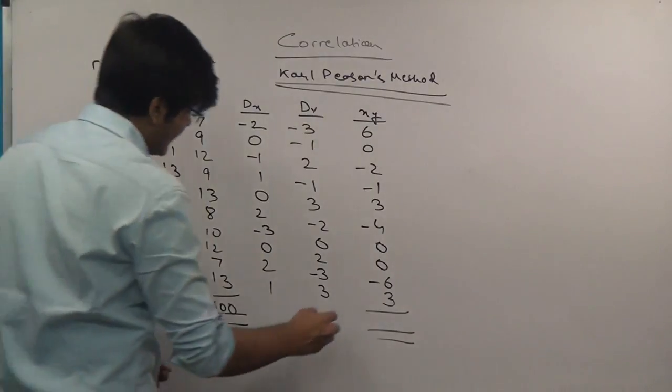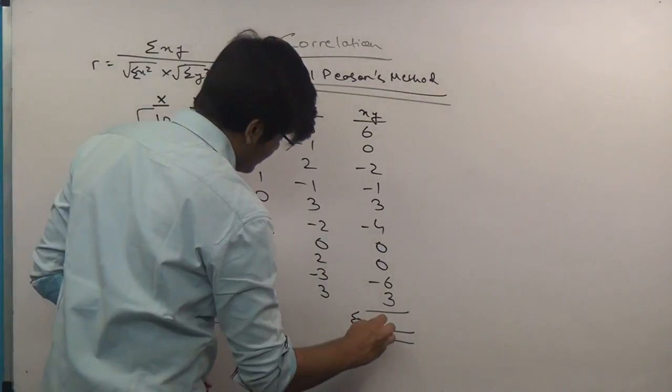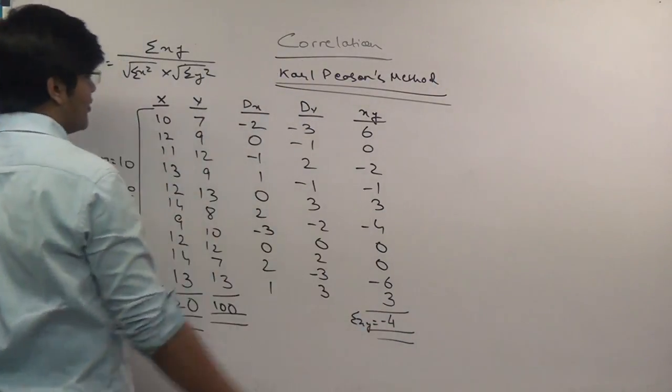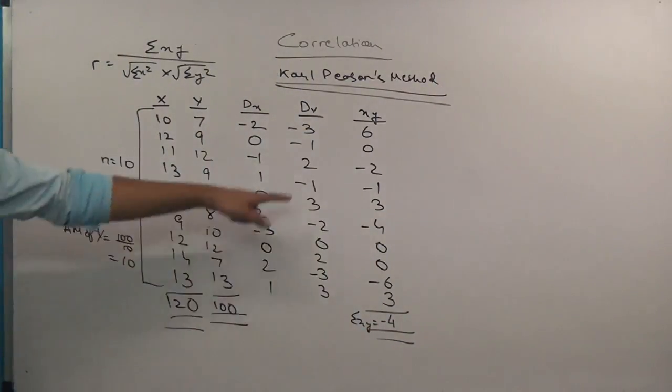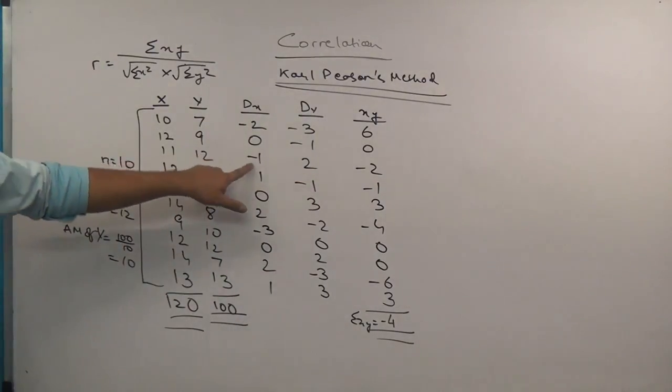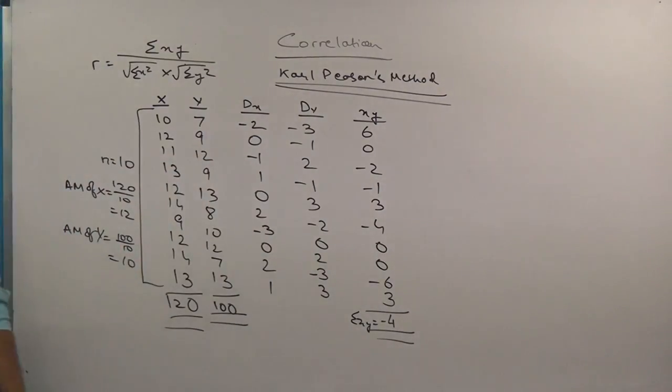Total of XY, how much? Consider the minus signs also. This is not absolute value. We have to consider the minus signs. Minus 1 into 2, minus 2. You have to keep in mind, otherwise the answer will be wrong. This is minus 4.